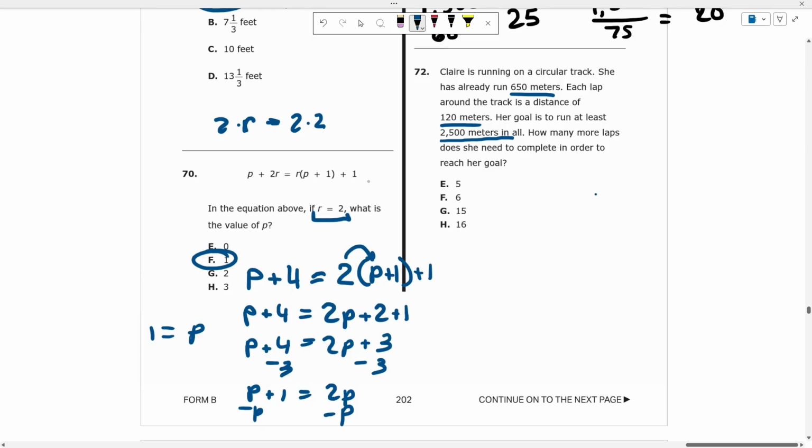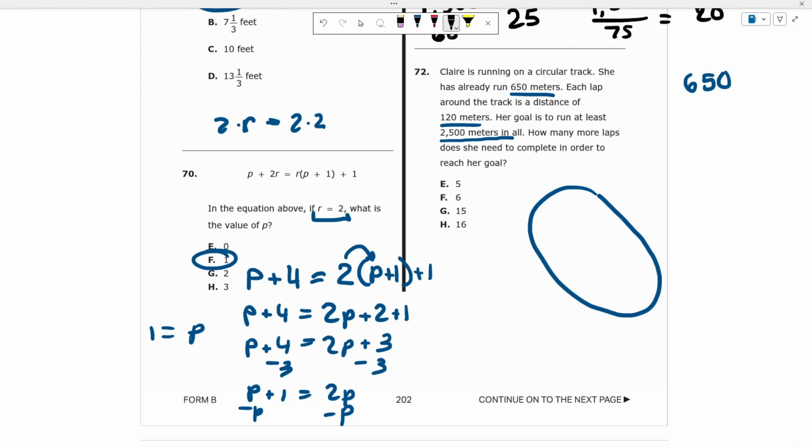Okay, so here we have a circular track, and she's running on it. We already know that she already ran 650 meters. And we know that each lap around the track has a distance of 120. So if I start here and I go all the way around my track, I know that I just ran 120 meters. Her goal is to run 2,500 meters in total.